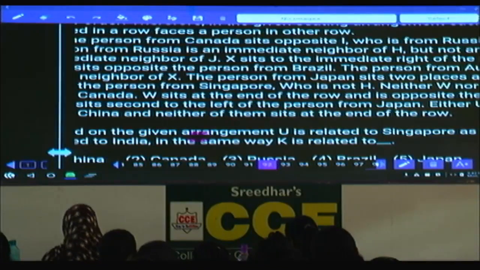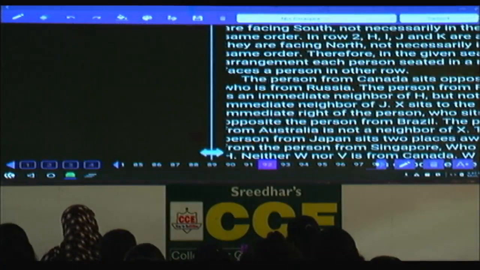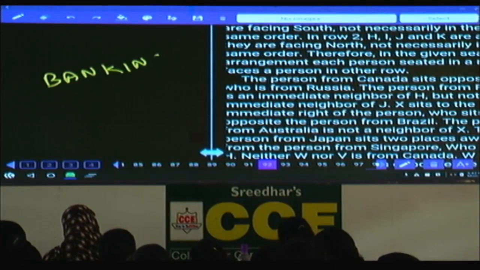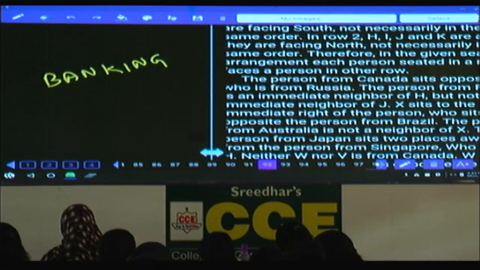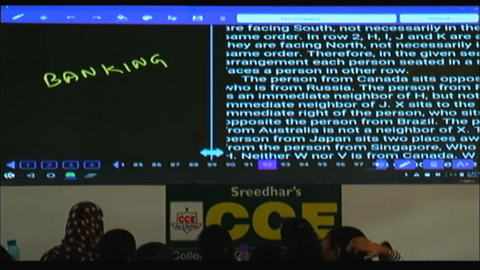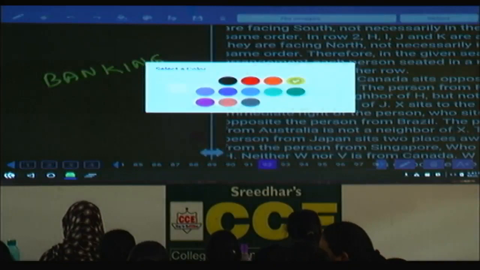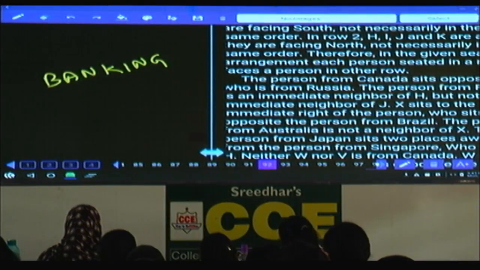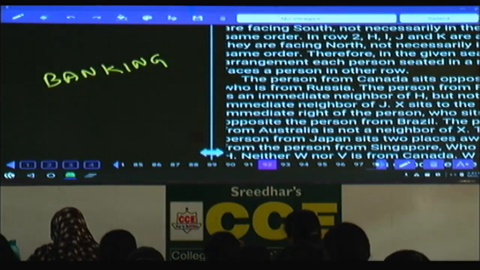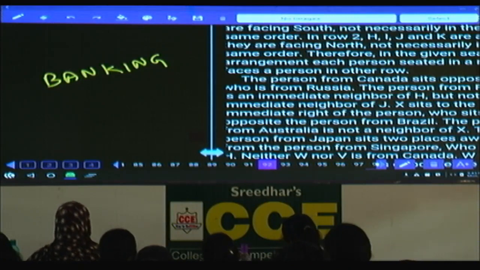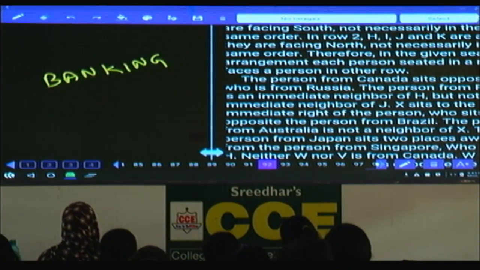Now in 99 and 100, the word is banking, B-A-N-K-I-N-G. What is the statement we have here? How many such pairs of letters are there in the word banking, each of which has as many letters between them as they have in the English alphabet? Starting from B: B, C, D, E, F, G, H, A, B, C, D, E, F, N, O, P, Q, R, K, L, M, N, I, J, K. Left to right, we cannot identify even a single pair.